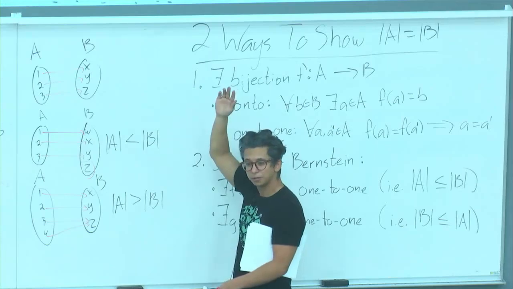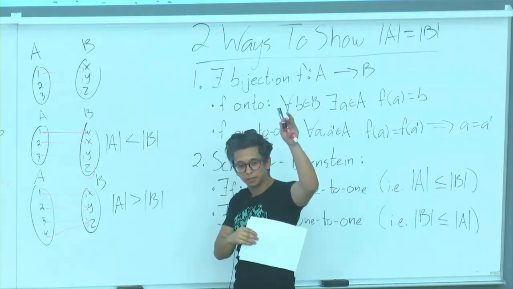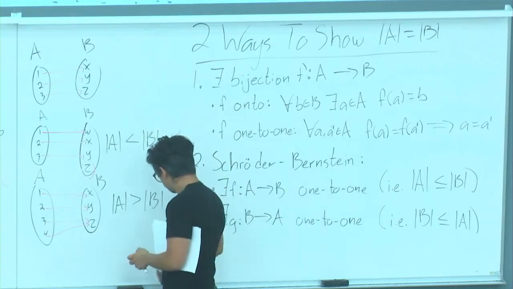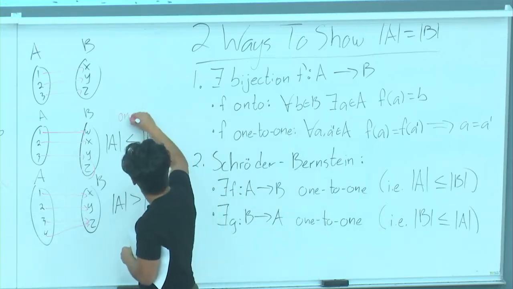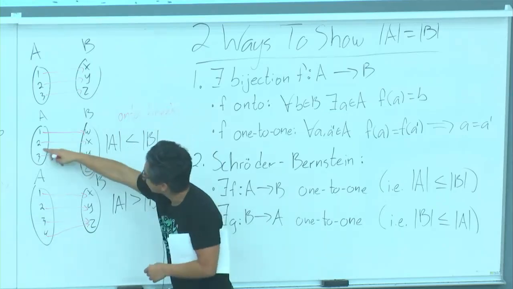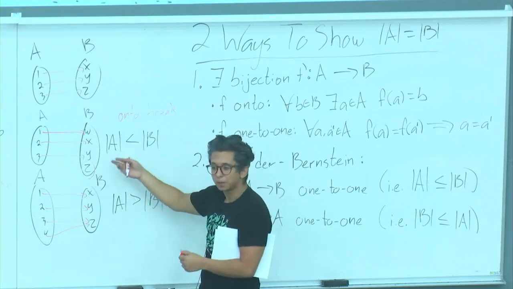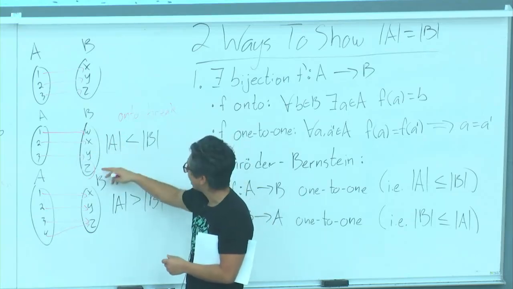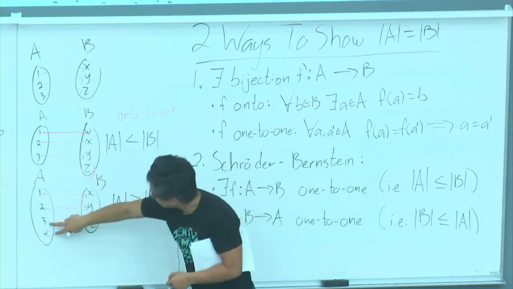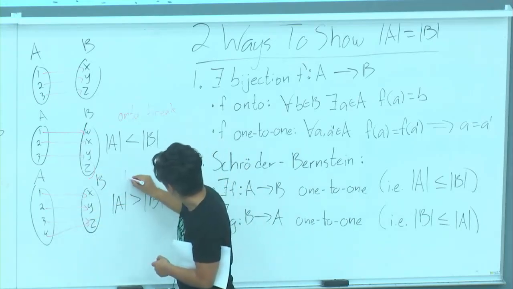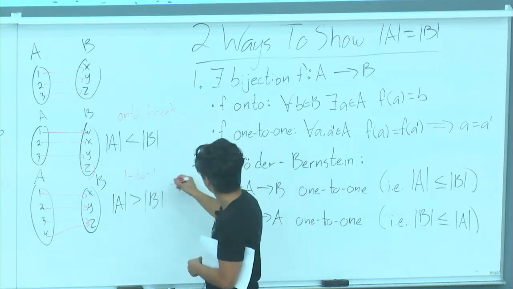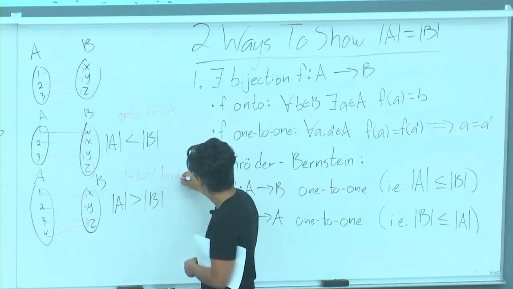Who thinks onto? Who thinks 1-to-1? OK. Yeah, I'm seeing more hands for onto. And yeah, so onto does break here. Why? Because Z doesn't have something mapping onto it. There's something left out of the mapping, and that in this case is Z. This one then would be 1-to-1. Here's the collision. That's what breaks. I'm going to call it 1-to-1, 1-to-1. That's nicer to write. This is what breaks in this case.